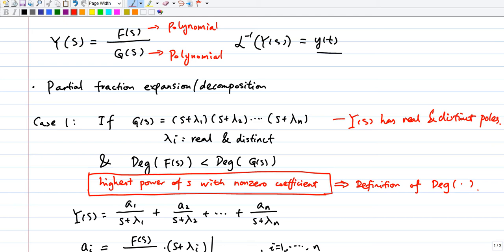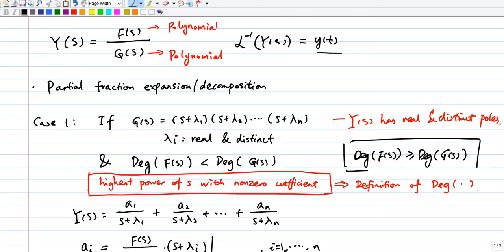Of course, I also talked about the case when the degree of F(s) is greater than or equal to the degree of G(s). There's a way we can simplify the whole process, and it still boils down to the computation of the inverse Laplace transform of Y(s) when the degree of F(s) is less than the degree of G(s). Please check my previous video about how we address those issues.